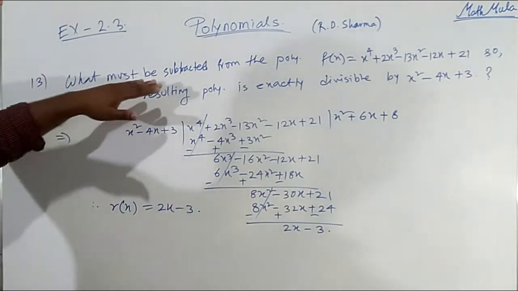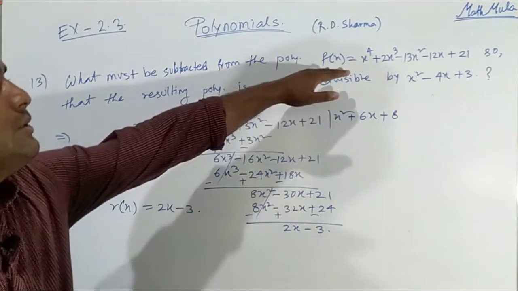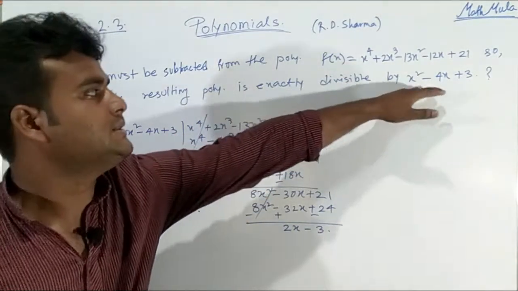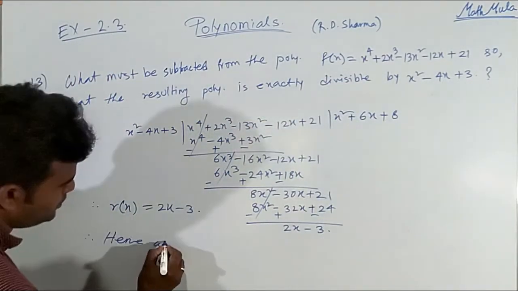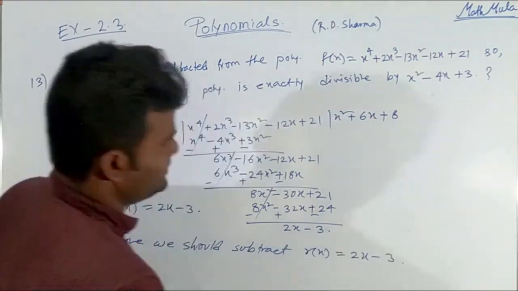Now what must be subtracted? If we subtract the remainder r of x from the given polynomial f of x, then the resulting polynomial will be exactly divisible by this polynomial. Hence we should subtract r of x. That's it.